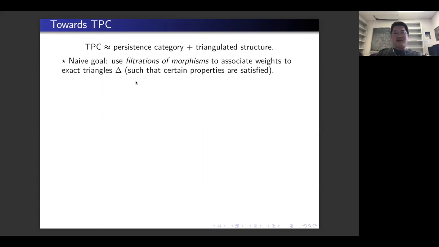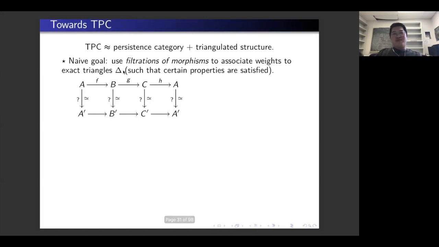This is not a rigorous definition, but let me tell you what we were struggling with for a couple of months. We start from the following naive approach. If I give you a triangle A, B, C, here I do not emphasize the degree shift, with morphisms F, G, H, what's the natural way to associate a weight? For example, you can just add the filtrations of F, G, and H. It gives you a number. Probably this number does not satisfy the property that we want, but that's not important. What is most difficult is the following.